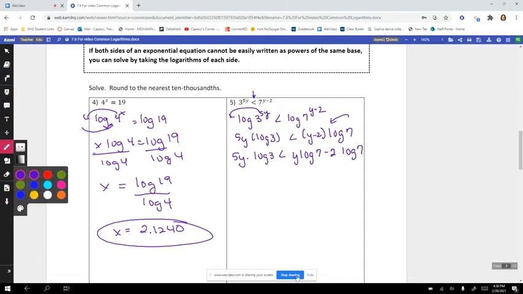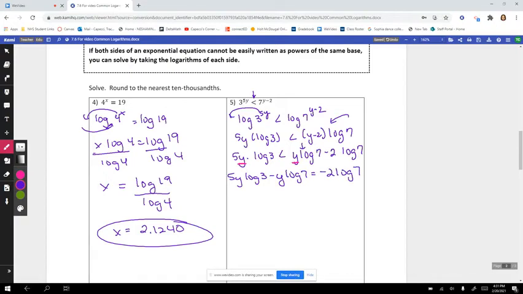Now, I need to get my y's by themselves. So I have a y here and a y here. Okay, so similar to just a basic algebra problem. So I'm going to bring this to the other side, this one to the other side. So I have 5y log of 3 minus y log of 7 is equal to negative 2 log of 7.